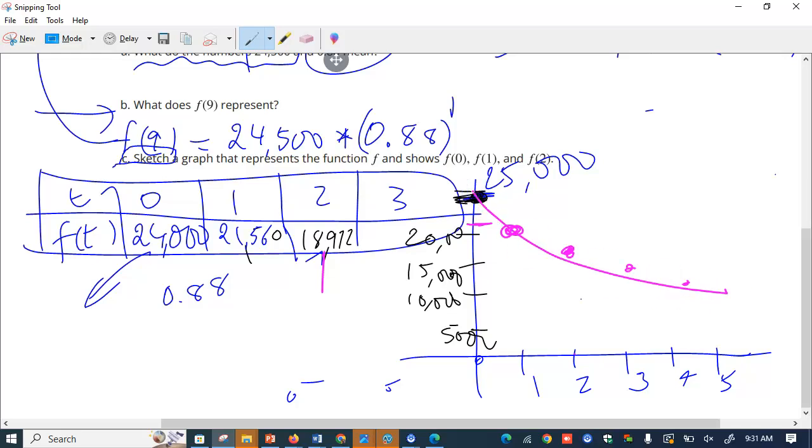So this will be the sketch of the graph, showing how the value of the car is decreasing in exponential form. See, the whole graph is like this. I hope this makes sense. And let's have two more problems and we are done.